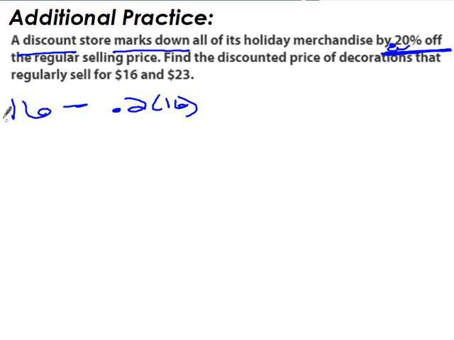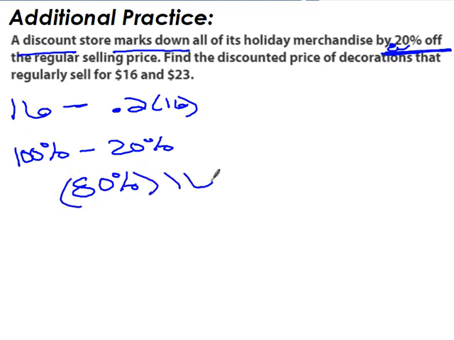Another way to write this expression, though, is if 100% is the cost, but I'm subtracting 20%. I'm taking 20% off, so that's really minus 20%. So that means we're only paying 80% of the whole price. So 80% times 16, which is really just 0.8 times 16, is also going to give me my final answer.